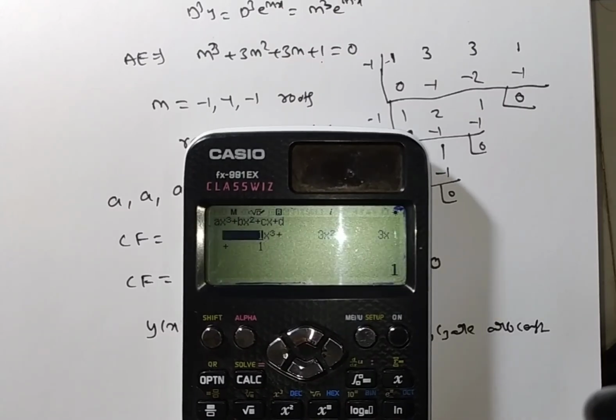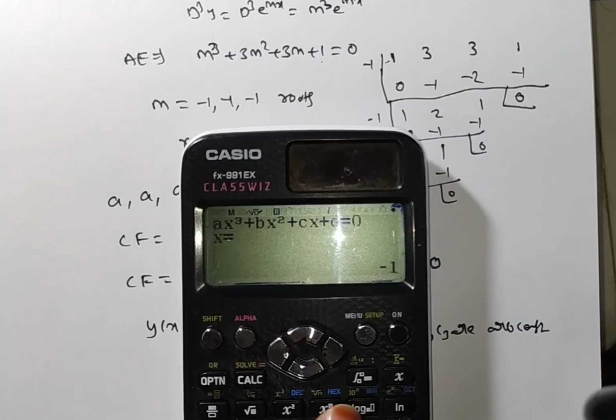How many times it is repeated means based on the degree. Here what is the degree? Here you have, see, the degree is 3. So minus 1, minus 1, minus 1 are the roots 3 times. By using the calculator also you can get the solution, means roots.